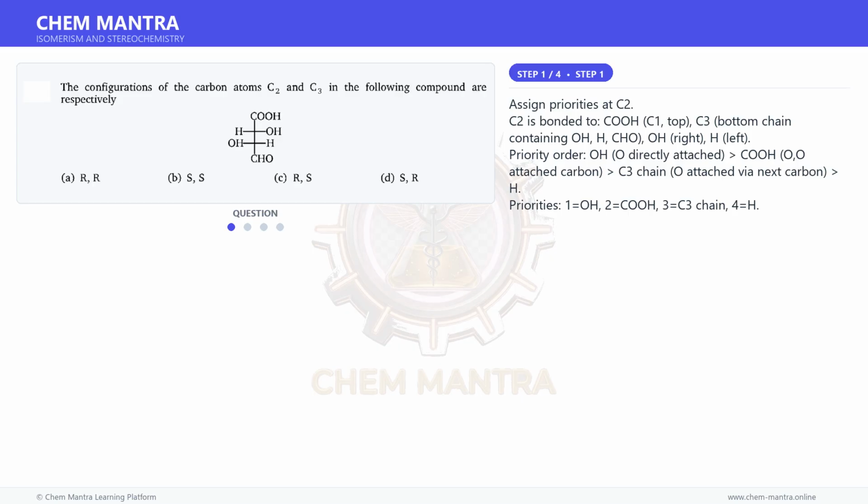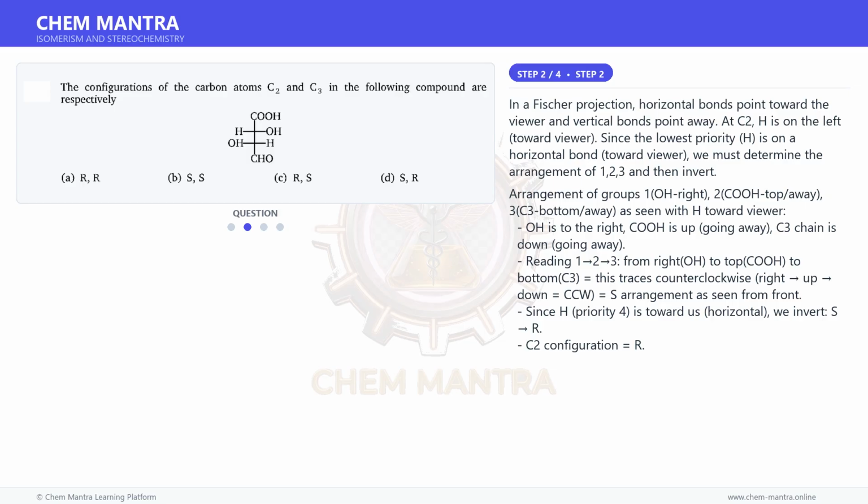Assign priorities at C2. C2 is bonded to Cu C1 top, C3, bottom chain containing O, H, CHO, O right, H left. Priority order: O directly attached, Cu-attached carbon, C3 chain, O attached via next carbon, H. Priorities: 1 is O, 2 is Cu, 3 is C3 chain, 4 is H. Moving on to the next step.